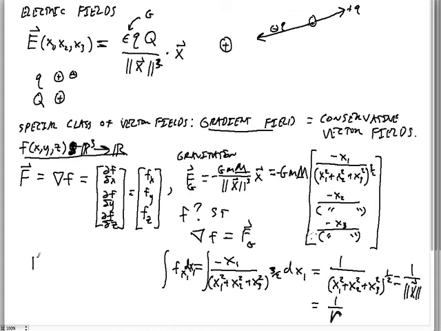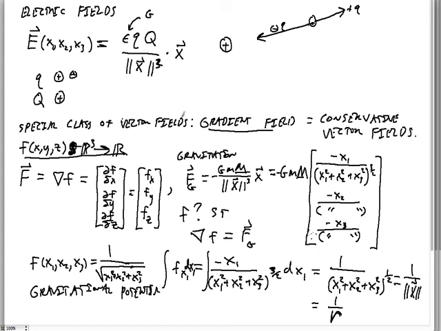So the function f of x1, x2, x3 is equal to 1 over the square root of x1 squared plus x2 squared plus x3 squared. This function is what I call the gravitational potential. So sometimes they talk about this potential. So we usually talk about, if we have a gradient field, gradient of f, we sometimes talk about f as being the potential.